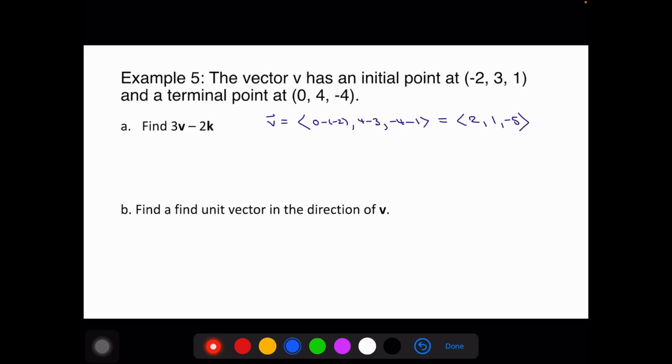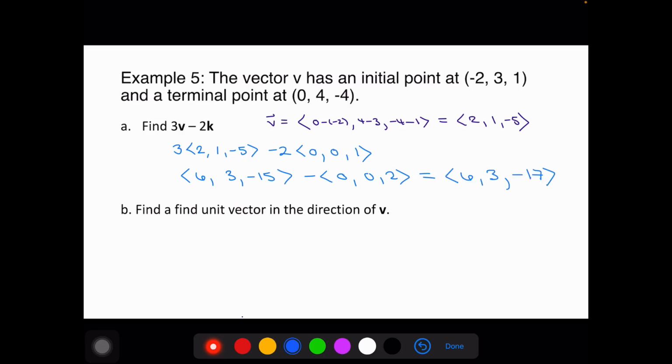All right, and then I am going to take 3 times vector v minus 2 times vector k, and k is this new kind of standard unit vector. It's the vector 0, 0, 1, so it just points in the z direction. That's always going to be vector k. And so I'm going to distribute the 3 to vector v. I get 6, 3, -15. And then I'm going to subtract 0, 0, 2. And that gives me 6, 3, -17.